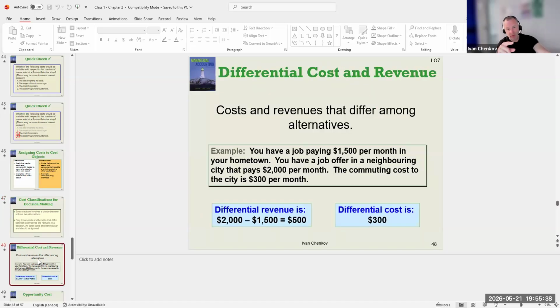Let's see this one. It's an old example, so don't get spooked by the cost. You have a job paying 1,500 per month in your town. Then you have an offer from the closest town for $2,000 per month. But you have to commute, and the commute is going to cost you $300 per month. Based on the costs and the benefits that you're getting, should I accept the job or not?